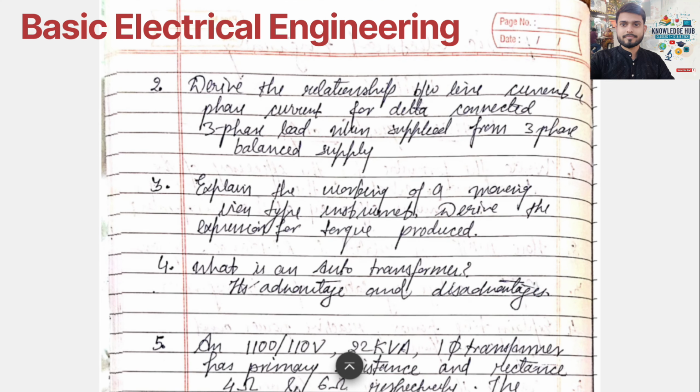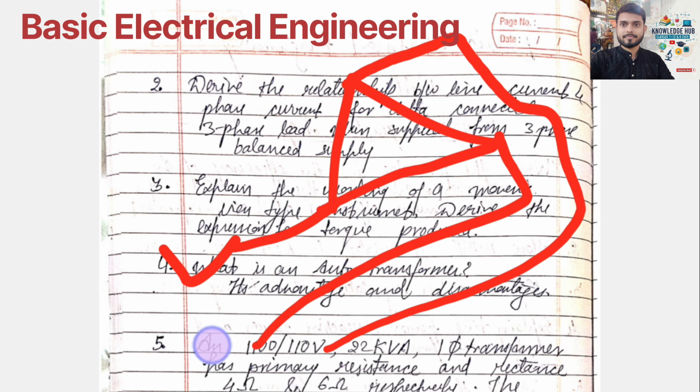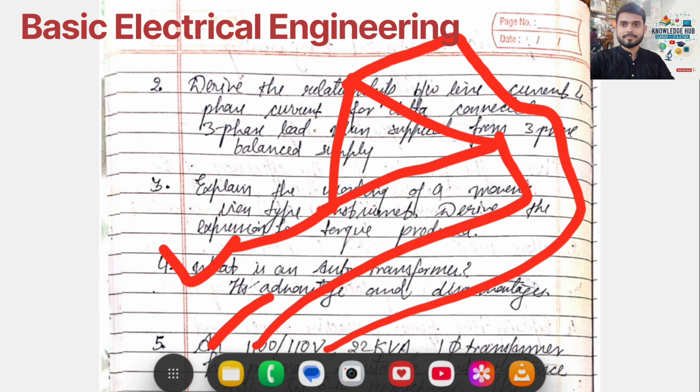Now the second question is derive the relationship between line current and phase current for the delta connection three phase load when supplied from a three phase balanced supply. Now this is using delta transformer. This is delta. One phase, two phase, three phase.